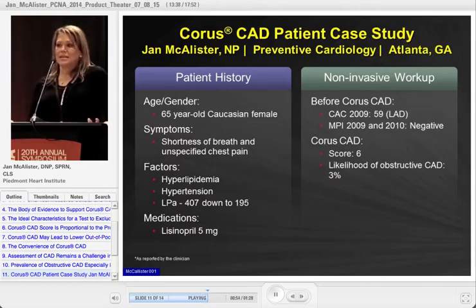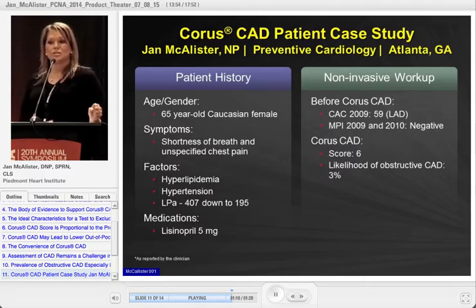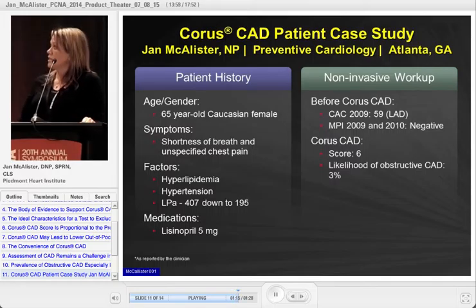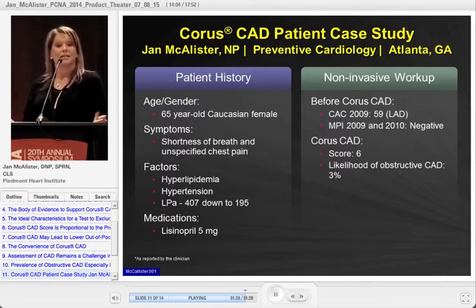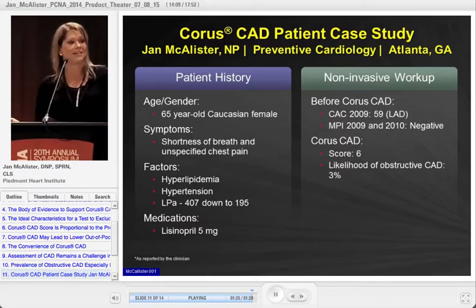She's a long-running patient, had a coronary artery calcium score in 2009. Her score was 59, predominantly in the LAD. This transpired into the next step of having an MPI in 2009 and 2010. Guess what? They were negative. Okay? But the patient's still having symptoms. All right? That's what we can't forget.